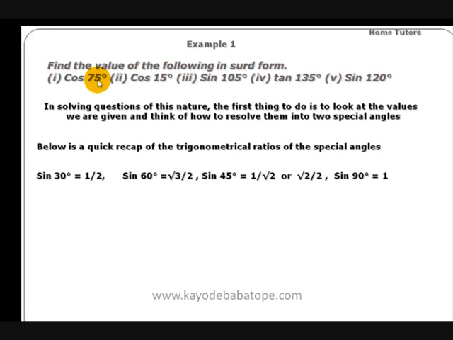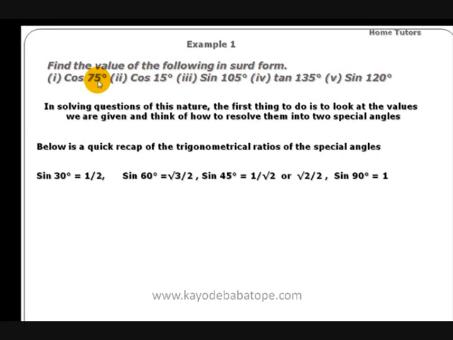So since we can find the trigonometrical ratios of angle 30 in surd form and angle 45 in surd form, now it becomes easy to find the trigonometrical ratio of angle 75 degrees, cosine 75 degrees in surd form using trigonometrical identities. By just saying that cos 75 degrees is equal to cos 30 plus 45. And remember, when you have cosine A plus B, you express it as cos A cos B minus sine A sine B.